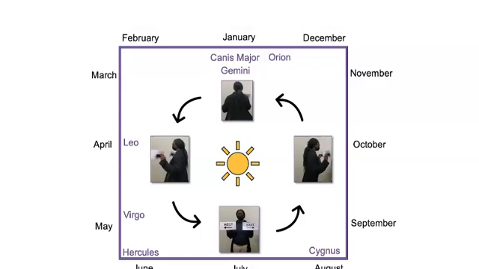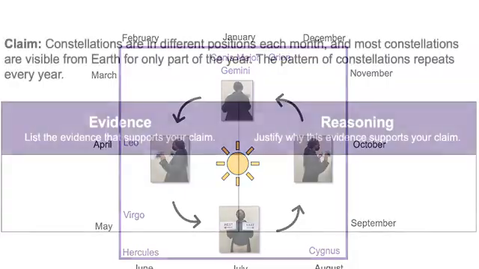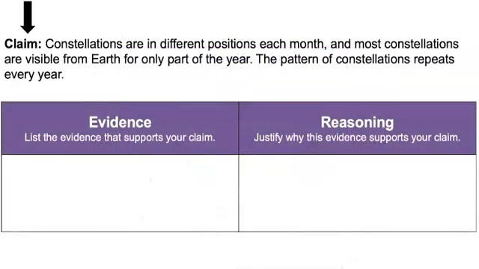So, what does this model show us? This model shows that our view from Earth at night changes throughout the year. Let's revisit our claim and evidence. Based on our new understanding from the full class model, we can evaluate our evidence and describe our reasoning for how our evidence supports our claim. We claimed that constellations are in different positions each month, and most constellations are visible from Earth for only part of the year. The pattern of constellations repeats every year.